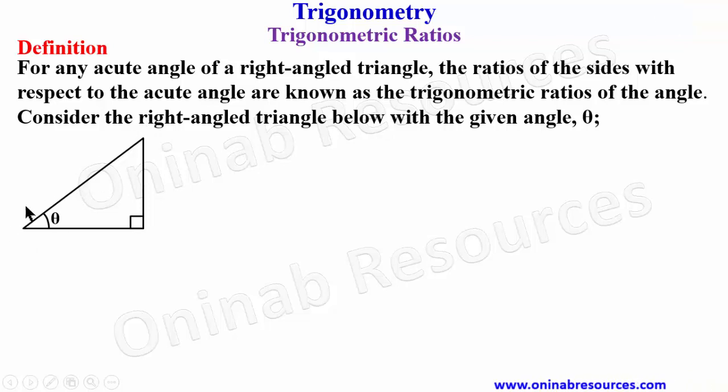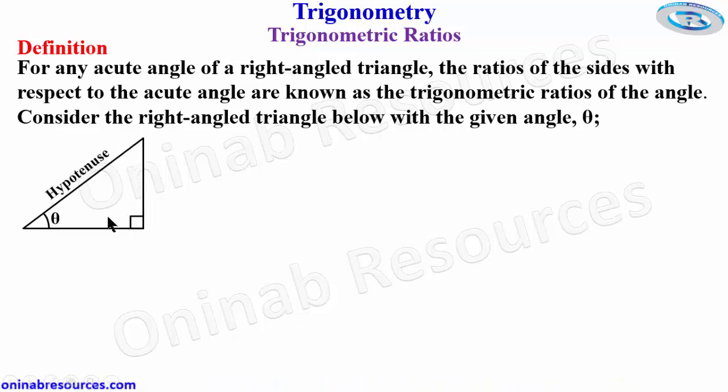So the longest side, which is always opposite the right angle, is called the hypotenuse. The side opposite the given angle is called opposite, and the third side is adjacent. You just need, out of the three sides, to be able to identify two sides. Then you know the third side will give you the third name.